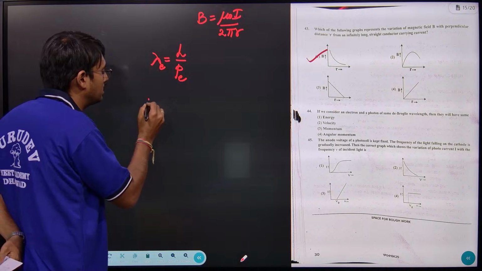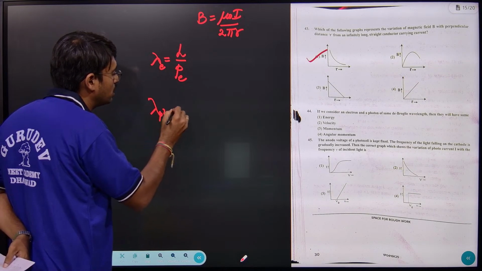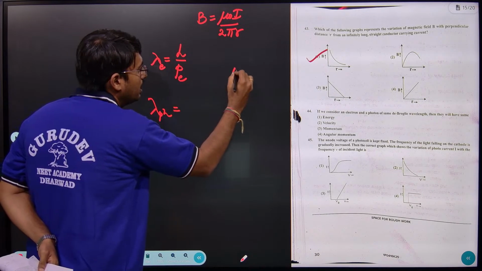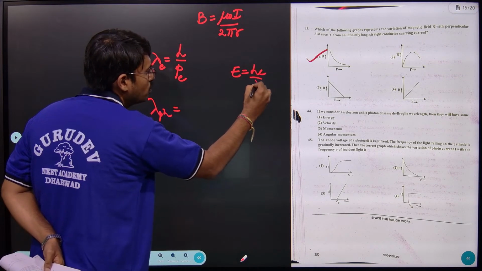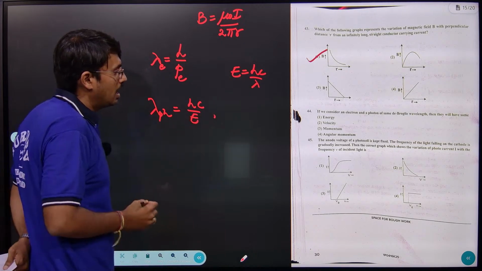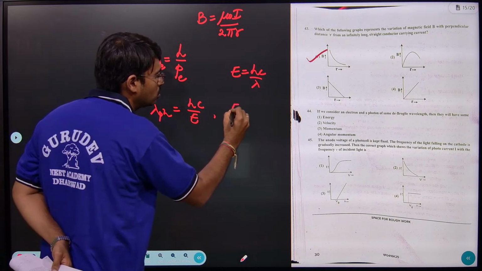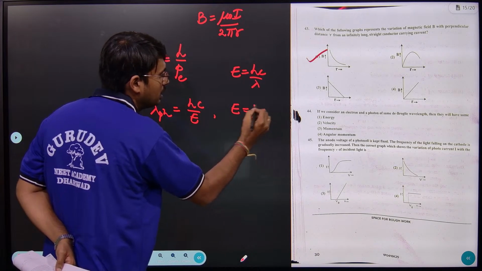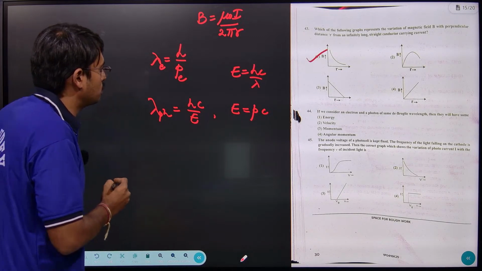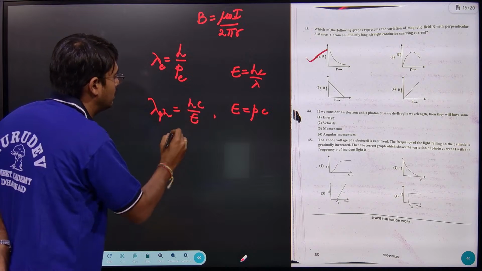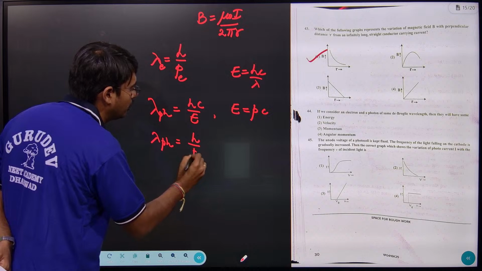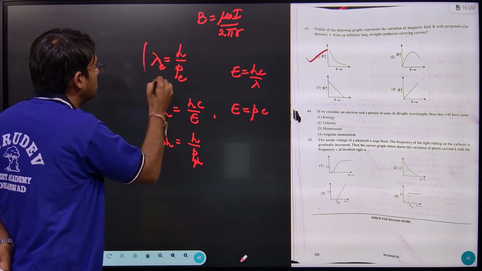For a photon, how do you write the equation for lambda? Using the equation of the photon, we know that E equals hc by lambda. Using this, we can write lambda equals hc divided by E. And we also know that energy can be written in terms of the momentum, that is E equals p into c. If we substitute here, E is equal to pc, c and c will get cancelled. So lambda of the photon is h divided by the momentum of the photon. And compare these two equations.